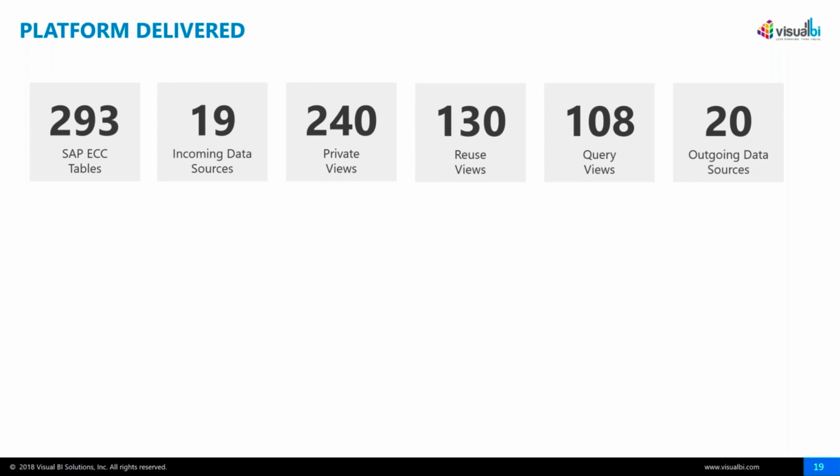So what was delivered in the back end? We had 293 SAP ECC tables that got modeled. They came from 19 incoming data sources, 240 private views, 360 reuse views, 18 query views, and 20 outgoing data sources. Let me talk a little about the incoming data sources, because that's not just ECC.